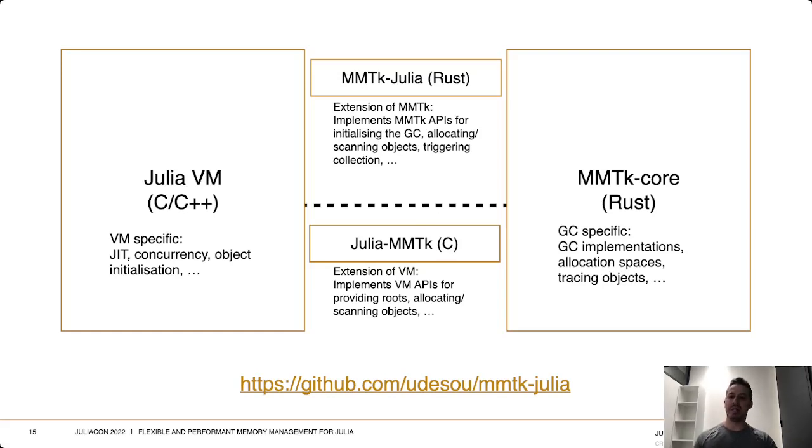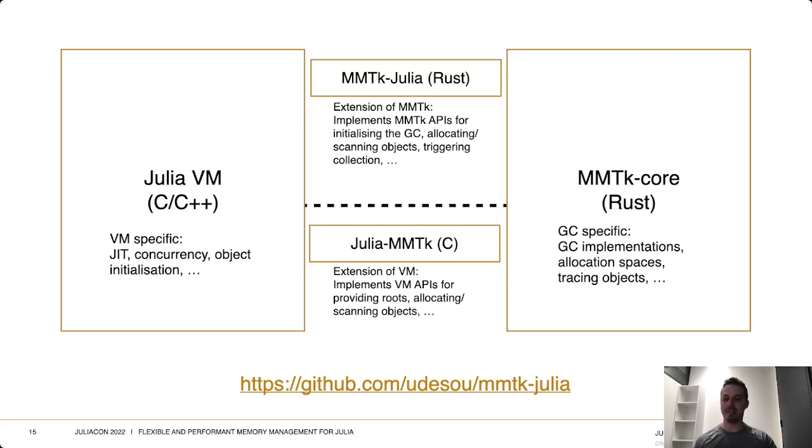We have implemented the MMTK Julia binding and made it available on GitHub at the link on the slide. So if you want to build Julia with MMTK, you can just go there and follow the instructions and try it out. One of the good things is that you only need to implement the binding once. So if you got it right, you can simply select one of the GCs available in MMTK and have it working for your language. It has been shown that this setup has a zero-cost abstraction, so you should also be able to obtain good performance.